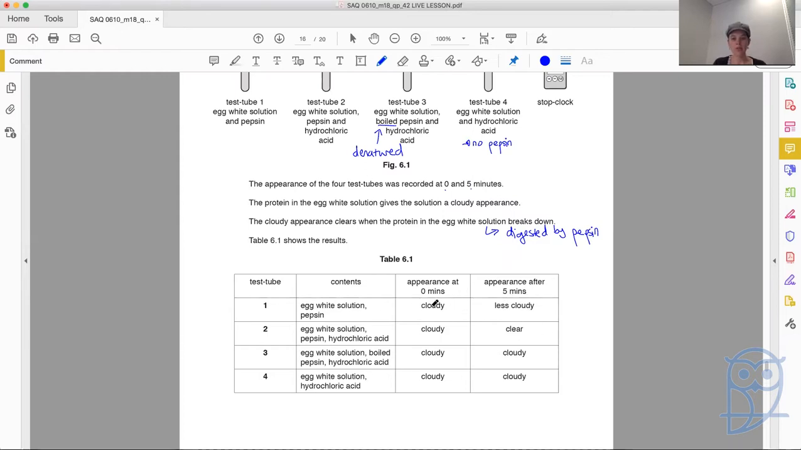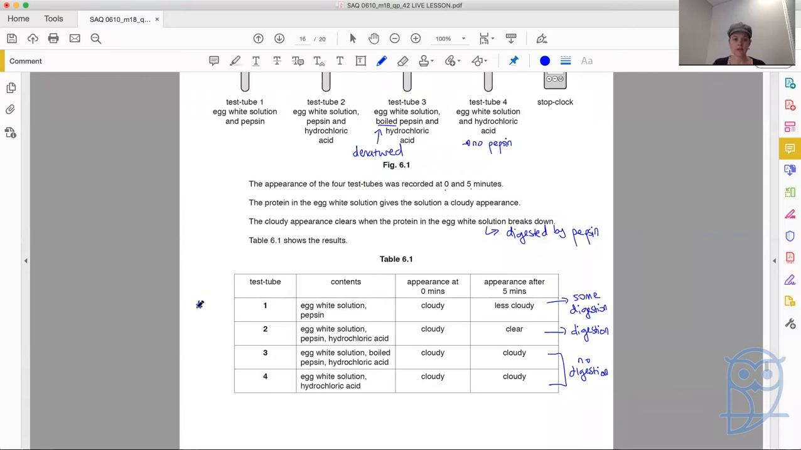So test tube 1, cloudy to less cloudy. So here we had some enzyme action. Test tube 2, cloudy to clear. So this is looking good. This is digestion. Cloudy to cloudy, cloudy to cloudy. Test tubes 3 and 4, we had no digestion. And it makes sense because here we just have protein and pepsin. But remember, pepsin is a special one because it works at low pH.